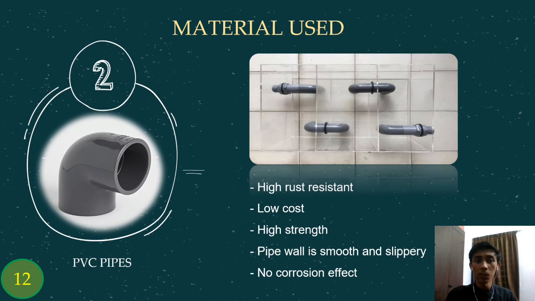Although it is cheap, the PVC pipe has high strength and high rust resistance. Furthermore, the PVC pipe surface is smooth, so there will be no corrosion effect, and the efficiency of the water flow will be smoother, and the water can move easily throughout the chambers inside the oil trap.